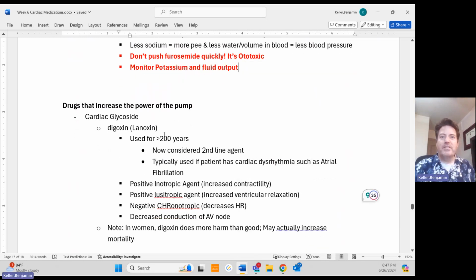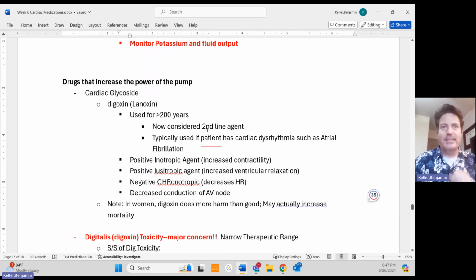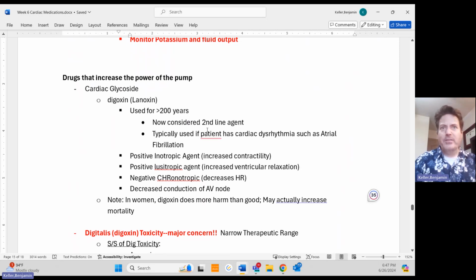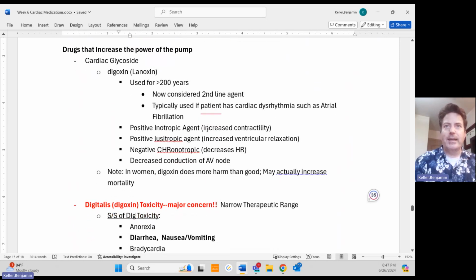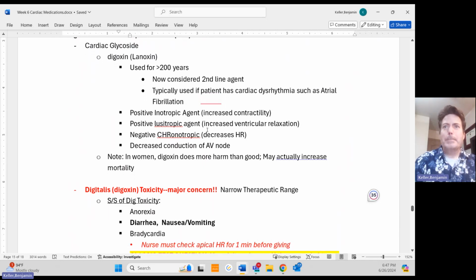All right, drugs that increase the power of the pump. Remember, increase the power of the pump. So there's going to be cardiac glycosides, the primary one, and that's digoxin. It's been used for about 200 years. It's now considered a second-line agent. Actually comes from, I think, foxglove, if I'm not mistaken. A plant, so it's been around a long time.